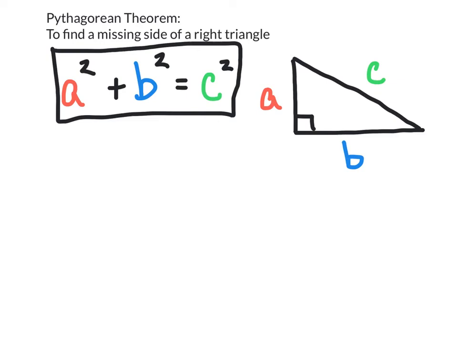Okay, so today I would like to talk about a very common formula that we use in both geometry and algebra. It's actually used in the construction field. It's used in many places, anywhere there is a right triangle. It is called the Pythagorean Theorem. Many of you have heard of this before. The Pythagorean Theorem is a squared plus b squared equals c squared.